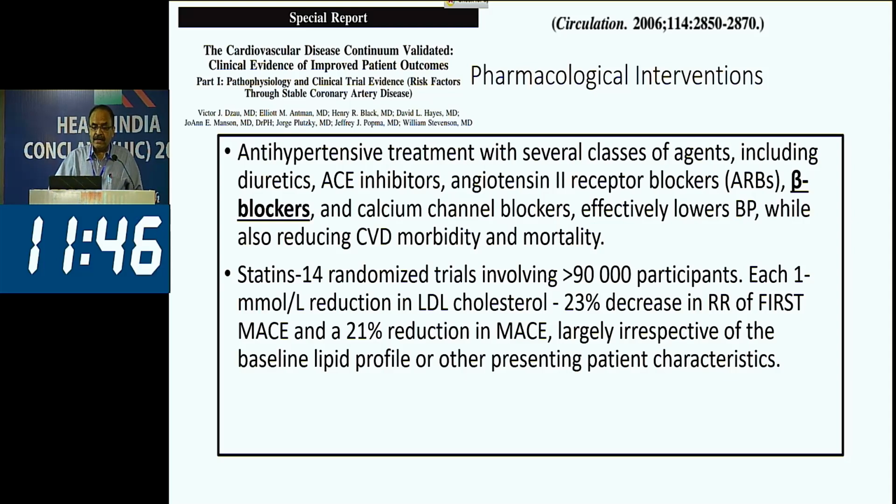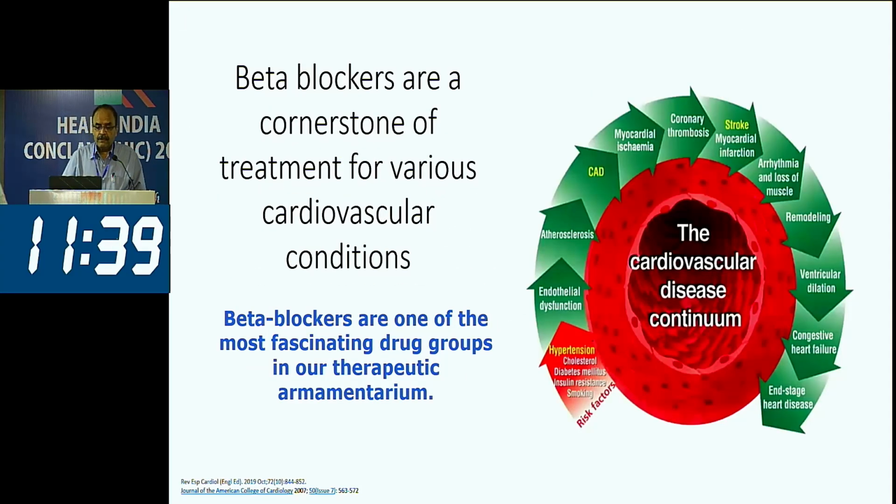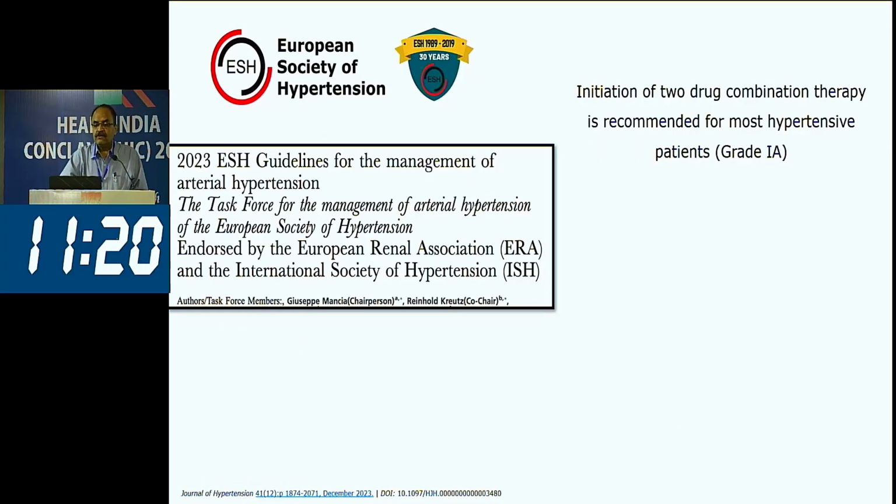And my focus in the cardiovascular continuum is going to be on beta blockers. They are, as we all know, an important cornerstone, and they have a lot of therapeutic importance. And in terms of risk factors, they target one of the most important risk factors for cardiovascular disease, and that is hypertension. We are aware that majority of the patients need 2 drugs at least for the management of hypertension.